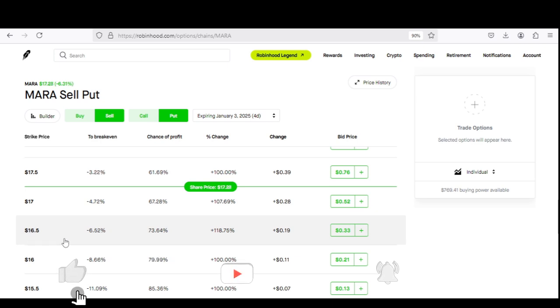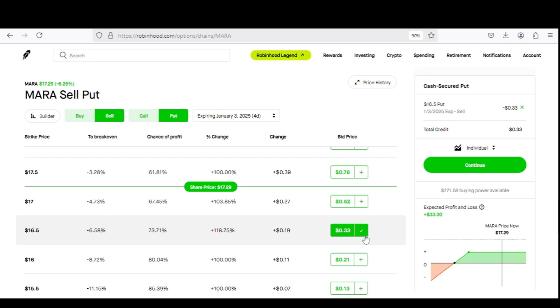Now, if you guys are long-time viewers of the channel, you guys know I love to choose a chance of profitability of 80% or higher. However, I just mentioned this earlier. I have been trading Mara for years, and I think the price it's at now is a perfect price in order for me to double down on my investment. So I will be going with the 16.5, and I will be receiving 0.33 or $33.